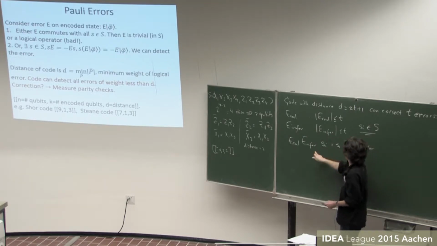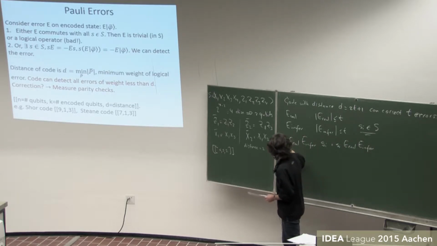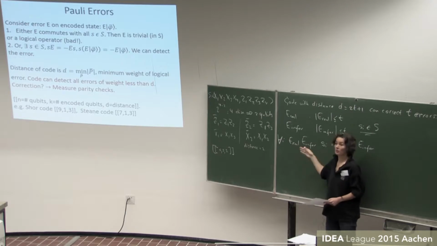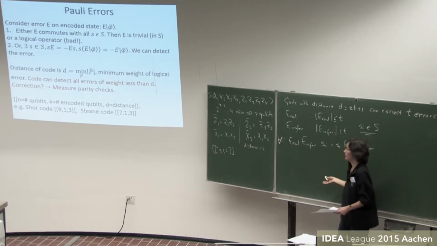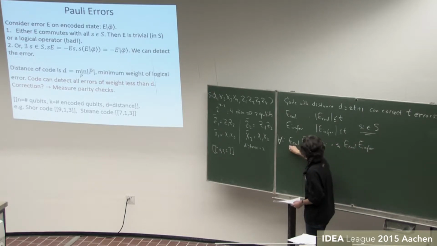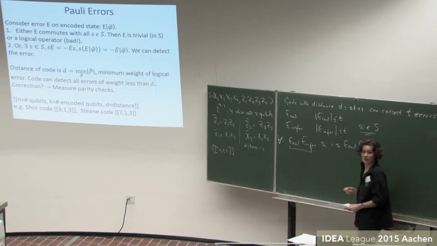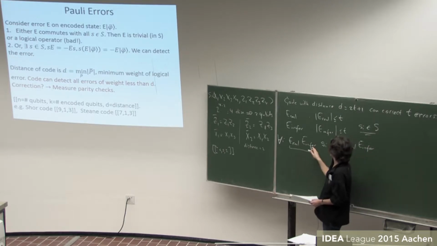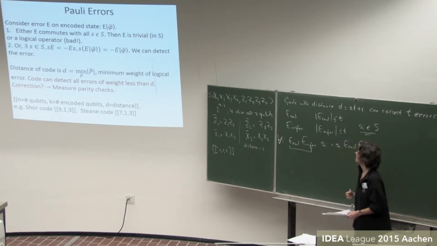Why? Well, E infer anti-commutes with some of those Si, for all i. E infer anti-commutes with some, but E real anti-commutes with the same. Twice anti-commutation is commutation. So this product commutes with all Si, because they both anti-commute with the same guys. So E real times E infer commutes with S.